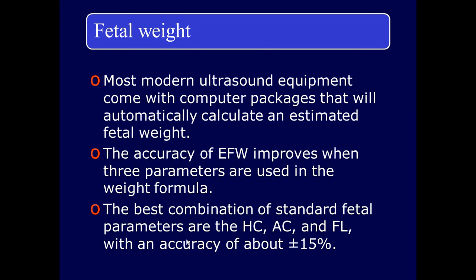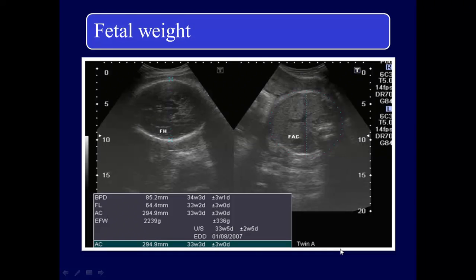Most modern ultrasound equipment comes with a computer package that will automatically calculate estimated fetal weight. The accuracy of estimated fetal weight improves when three parameters are used in the weight formula. The best combination of standard fetal parameters is the head circumference, abdominal circumference, and femur length, with an accuracy of about plus or minus 15%. In this fetus, three parameters are used: BPD, femur length, and abdominal circumference. Then automatically the machine will calculate the fetal weight.